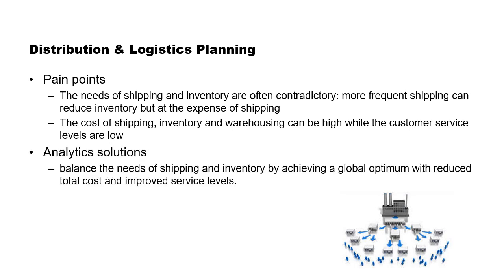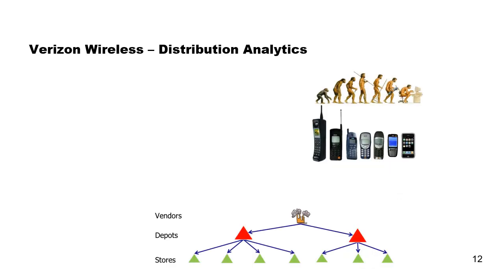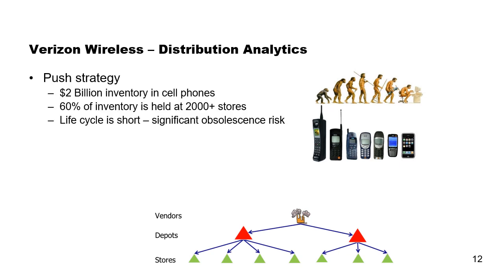Analytics can help balance the needs of shipping and inventory optimally and achieve the global optimal with reduced cost and improved service levels. As an example, let's look at Verizon Wireless. Before 2011, Verizon used the push strategy to sell phones in the United States. It held about 60% of the phone inventory in the 2,000 plus stores, so customers can buy their favorite phones directly from the store. This strategy resulted in a significant inventory investment, about $2 billion.